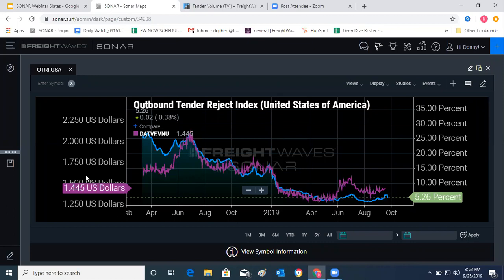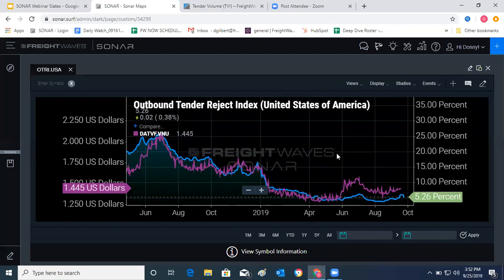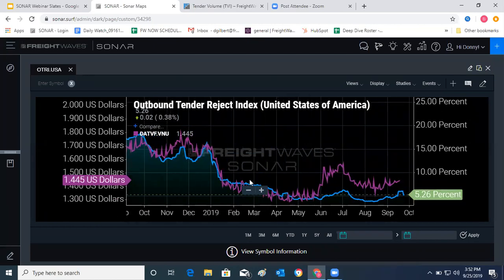Over on the left-hand side, we see US dollars, and we're comparing it to a percent. Tender rejection rates are measured in a percent. The DAT long haul average rate is measured in US dollars. There are some gaps in here, and the reason we see gaps is because we are comparing a percent to a dollar. But you see the ups and downs, they correlate very closely.